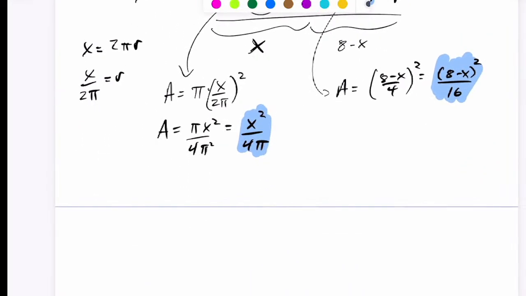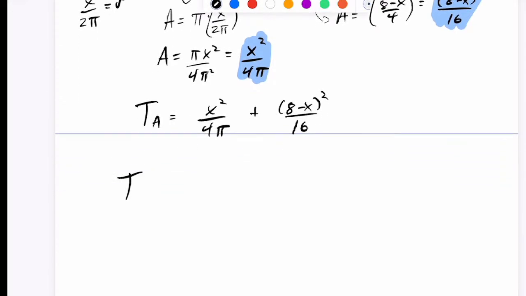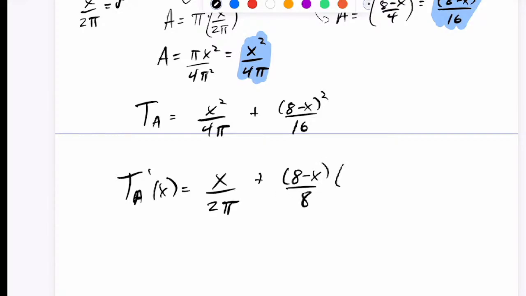So for this problem, the total area of this shape is x squared over 4 pi plus (8 minus x) squared over 16. And then this is what I want to take the derivative of. So I go ahead and take my derivative. You can follow along and let me know if you find your mistake. This will be x over 2 pi plus (8 minus x) over 8. Right, drop down the 2 and then derive the inside.